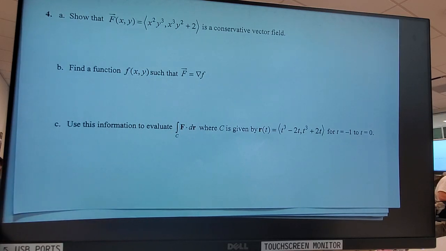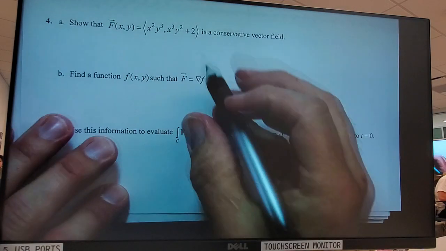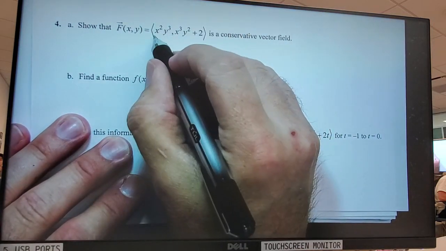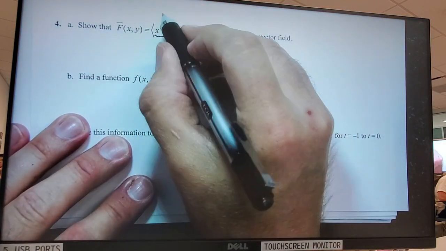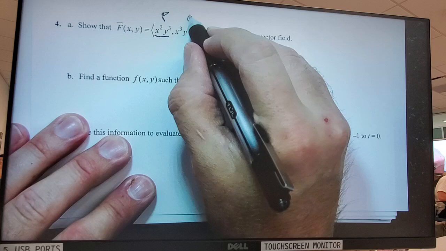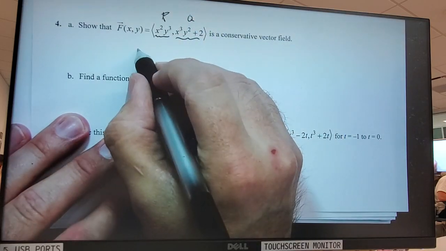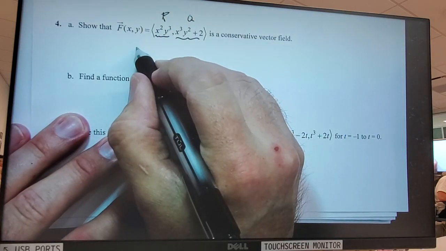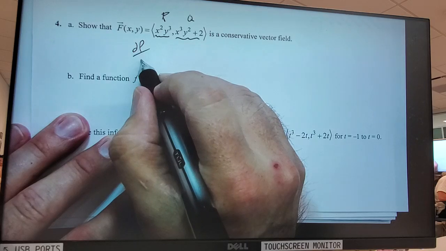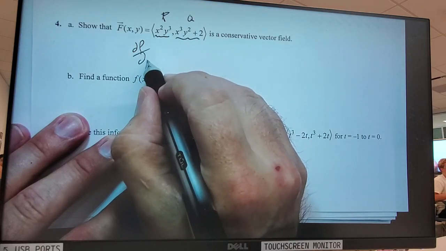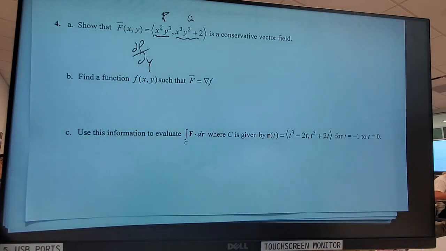Now, things get interesting on part B, but let's see. Let me catch up to you. So, let's say this is P and this is Q. How do I check to see if this is conservative? dP/dy, because it's already fx, isn't it? If, and I don't know yet, but if this did come from little f, that first entry is fx, and the second entry is fy.